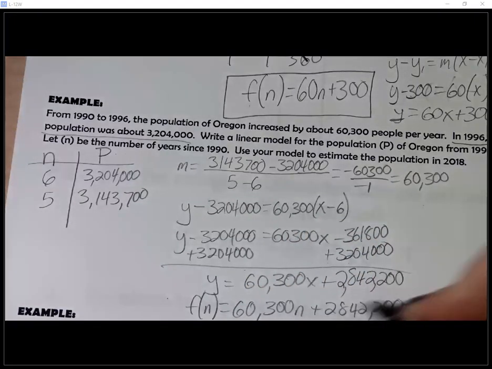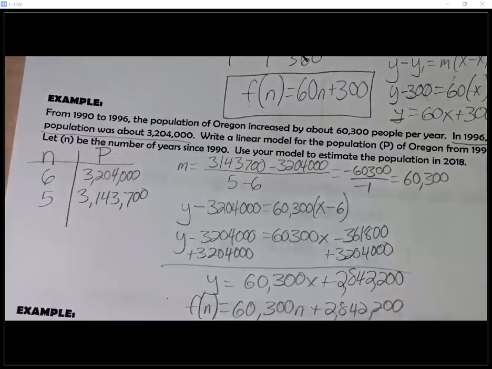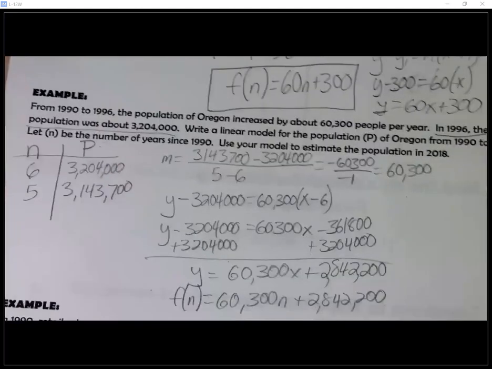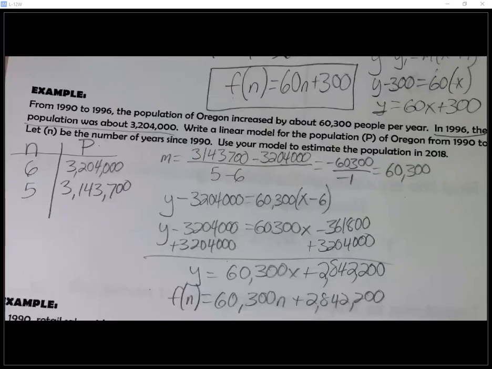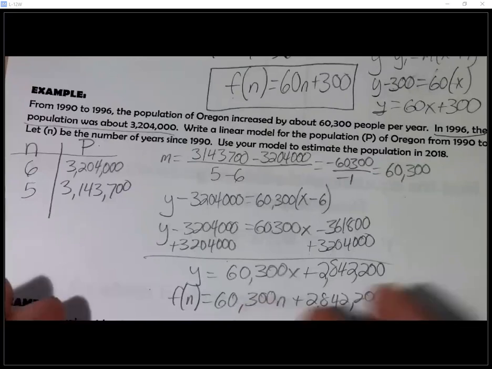All right, there it is in function notation. However, I am not done yet because that is not all that they asked me. They said, use your model to estimate the population in 2018. How do I do that? How would I use this beautiful model that I came up with, Braylon?